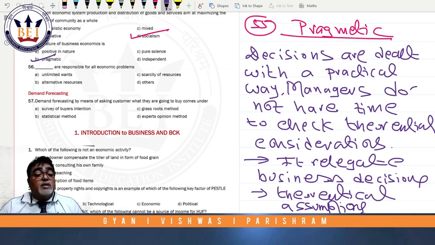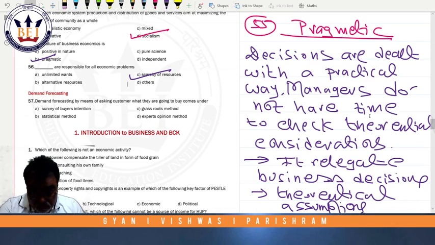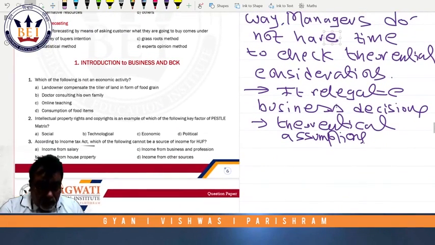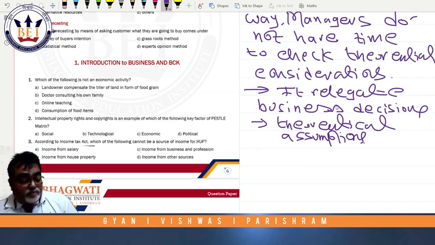So 55 answer is Bangalore. 56. Responsible for all economic problems. Obviously scarcity of resources. Now 51. Demand forecasting is nothing but asking. Demand forecasting by means of asking consumers when they are going to buy comes under survey of buyers, statistical method, grassroots method, expert opinion. Obviously it is survey of buyers' intention.